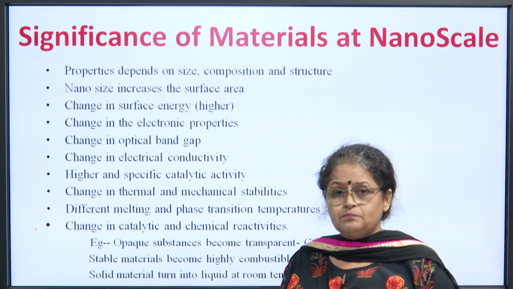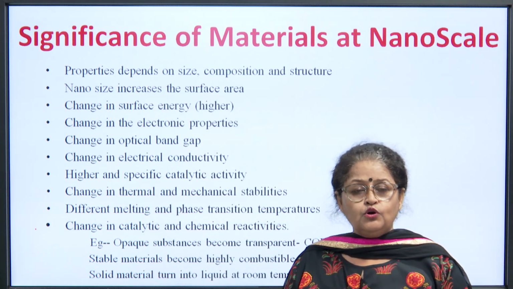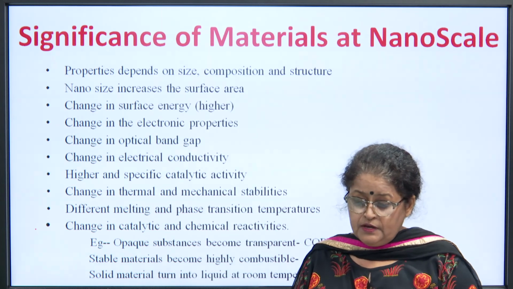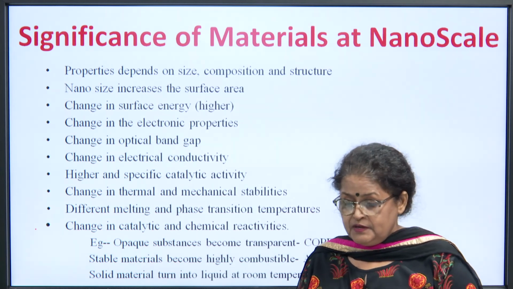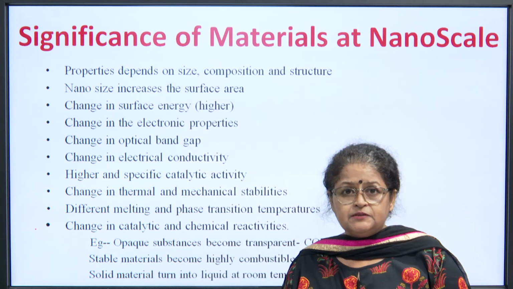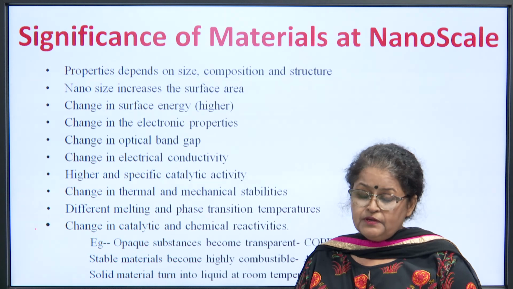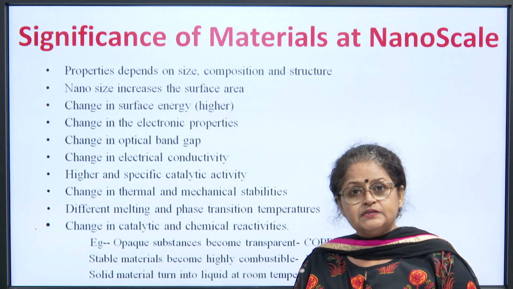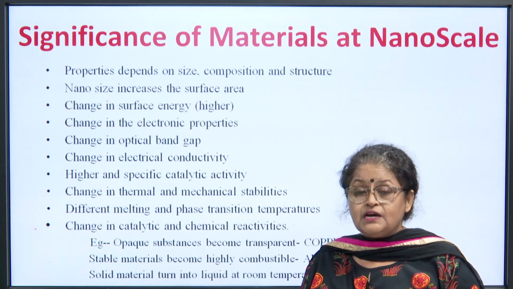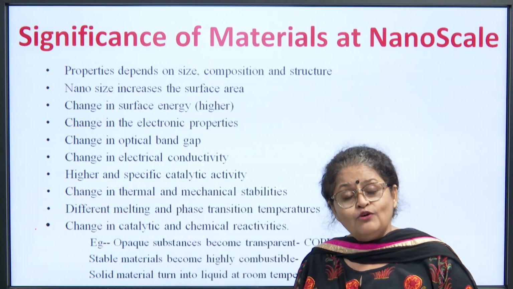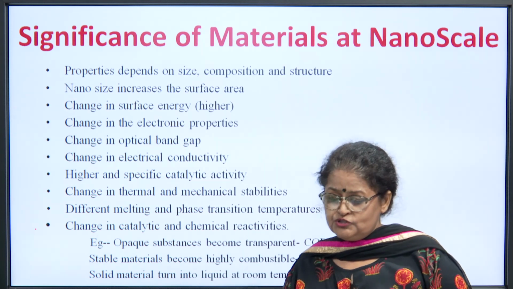Now, some of the examples are given. When copper is taken in bulk, we all know copper is an opaque substance. But if taken on nanoscale, it becomes transparent. Aluminium, for example, is a very stable metal. We have cookers made of aluminium, we have utensils made of aluminium. But if aluminium is taken at the nanoscale, the very stable material becomes highly combustible. So, see how the properties change when you take material from its bulk to nanoscale.